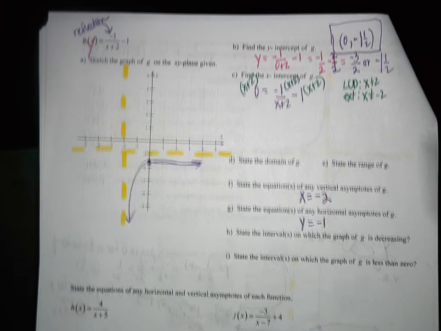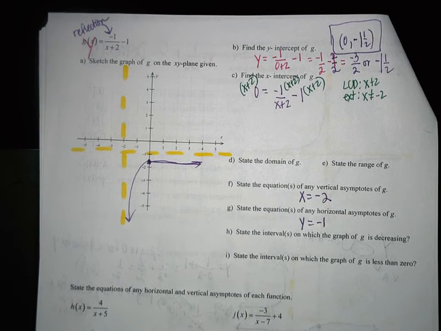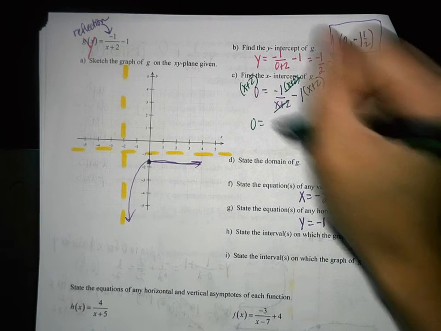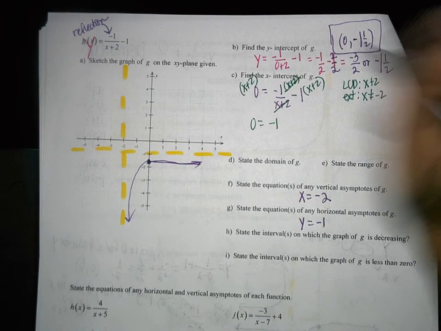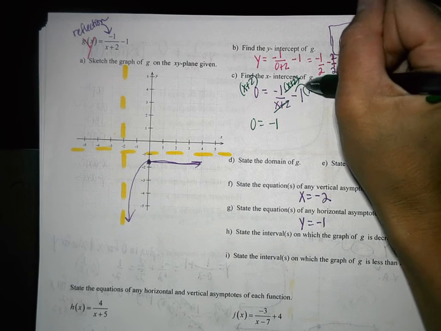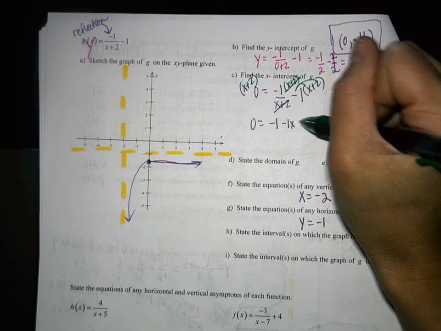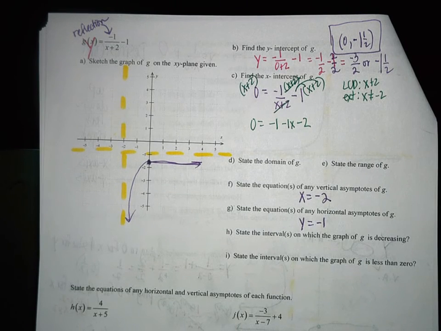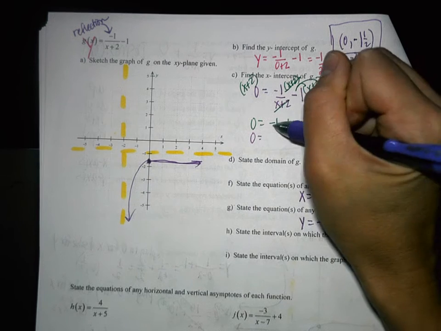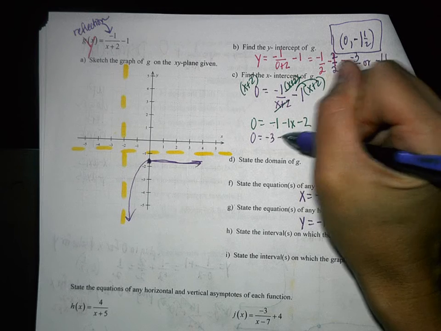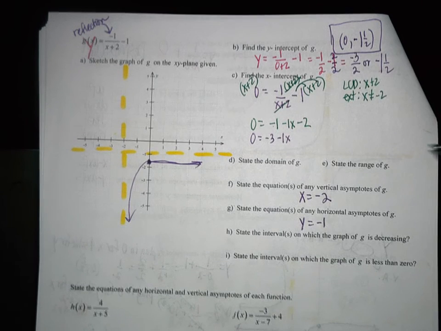Okay. What is 0 times anything? 0. The x plus 2's cancel and I'm left with -1. We now are distributing -1. What is -1 times x? -1x. What is -1 times 2? -2. Now we're just solving for x. What do I do to solve for x? Combine like terms. Okay, so we get 0 equals, what is -1 and -2 when you add those? -3 minus 1x.